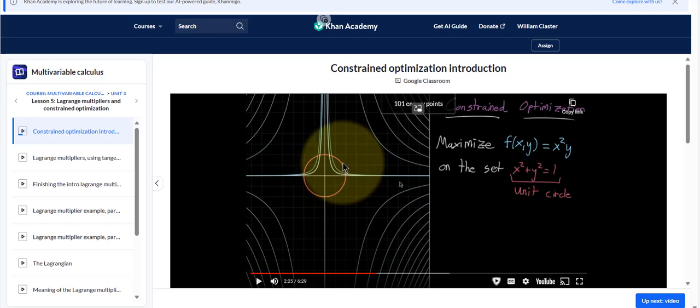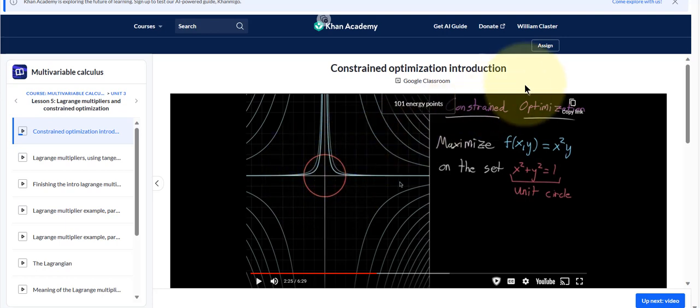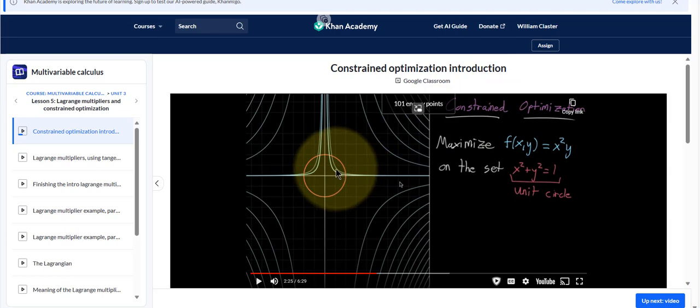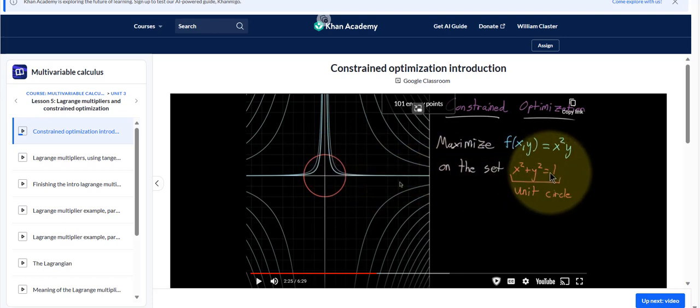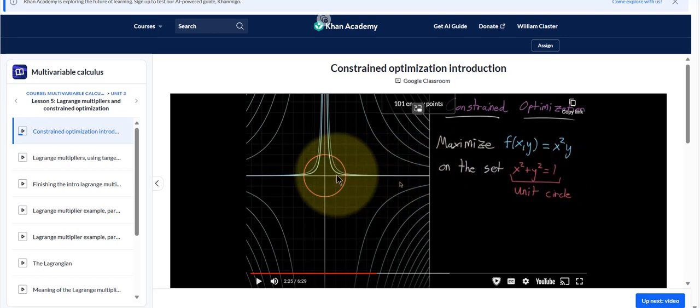So we want to move out, out, out, but we can't move past the red constraint. We're not even allowed to be in here, because we have to be on the circle. That's because it says equals, not less than or equal to. But anyway, we can see that at different points on the circle, we're going to have different heights. So we need to find the highest point when the xy coordinates are on the circle.